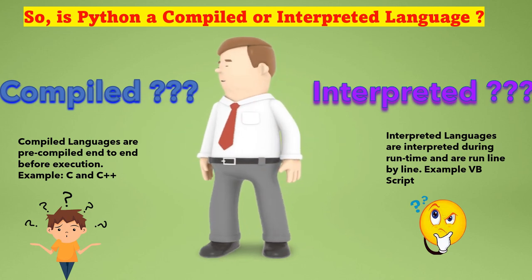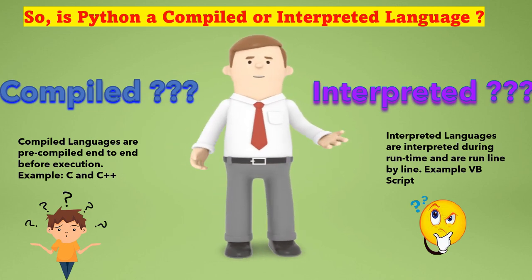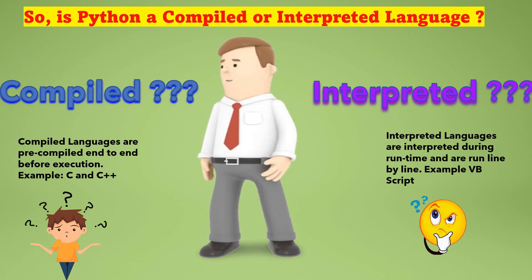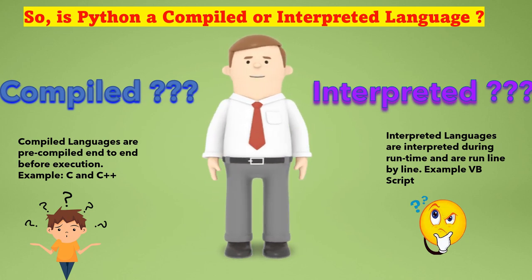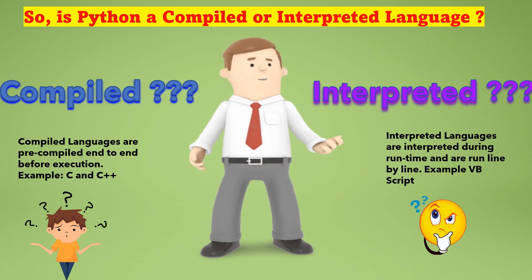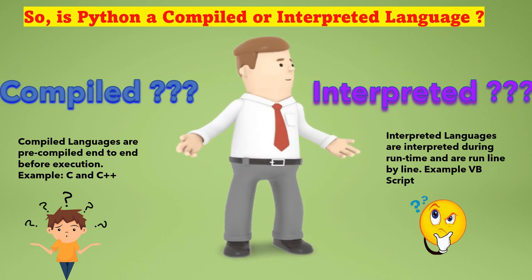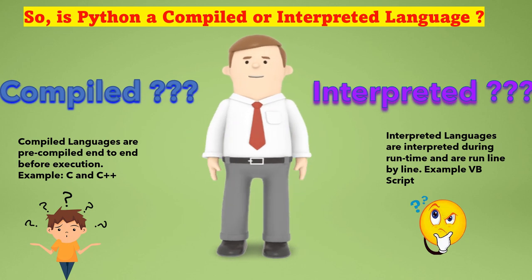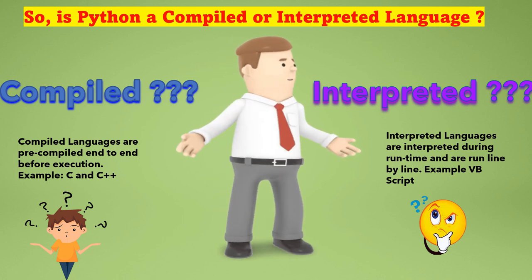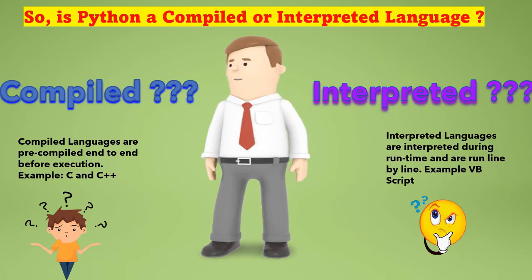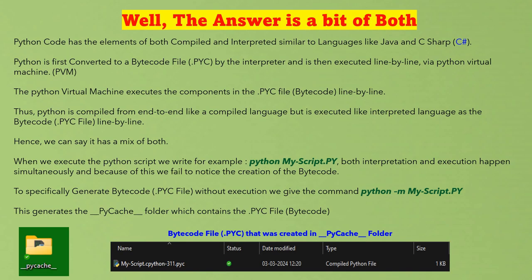So is Python a compiled or interpreted language? Compiled languages are pre-compiled, end-to-end, before execution. Example, C and C++. Interpreted languages are interpreted during runtime and are run line by line. Example, VBScript. Well, the answer is a bit of both.